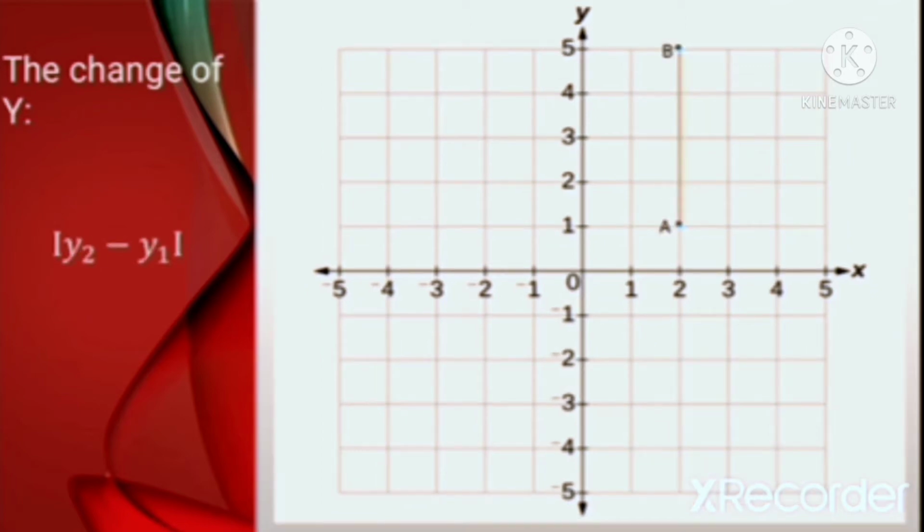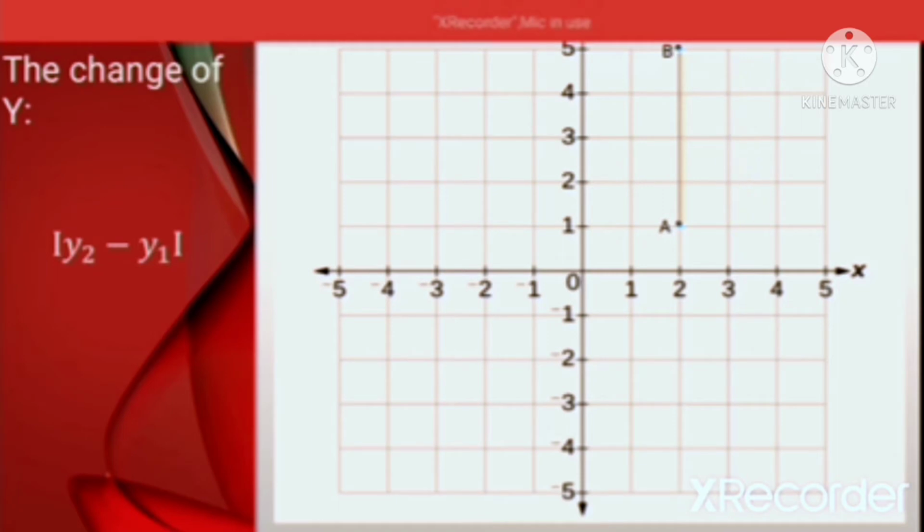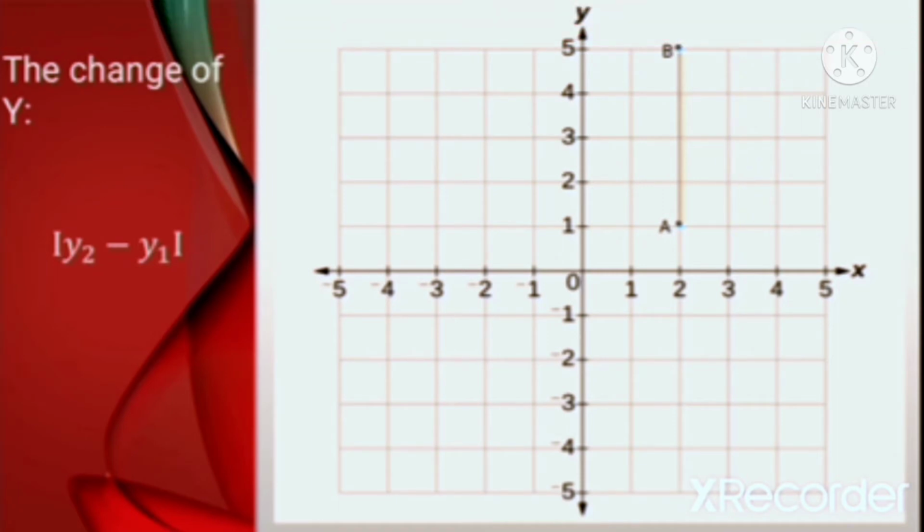Next is the change of y. Since it's the change of y, we are referring to the y values. So the formula is the absolute value of y sub 2 minus y sub 1, or the absolute value of y sub 1 minus y sub 2. Let's say we're going to find the distance from A to B or B to A. Since it is vertical, that's the change of y.